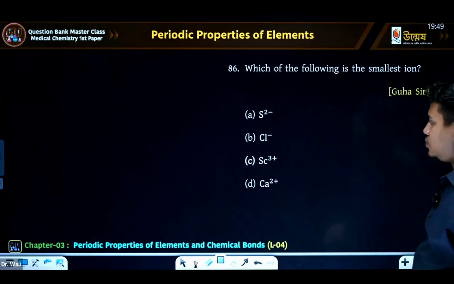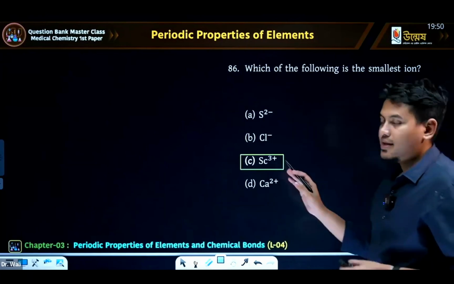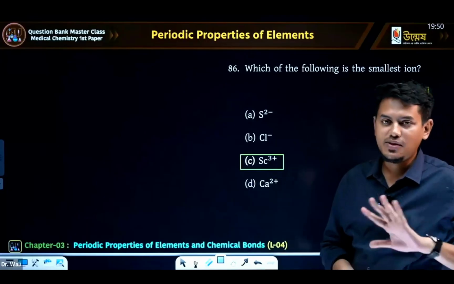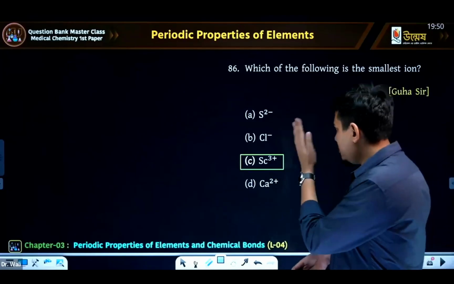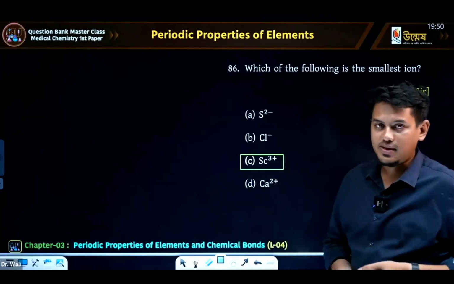Which of the following is the smallest ion? The smallest ion should be scandium. Why? Because it has a higher charge. But you should not jump to the conclusion that a higher charge means the smallest ion. No, that doesn't happen this way. First, you have to confirm that these are all isoelectronic ions. Only in that case will you be able to answer that way.